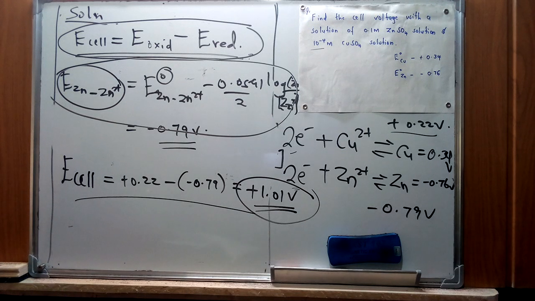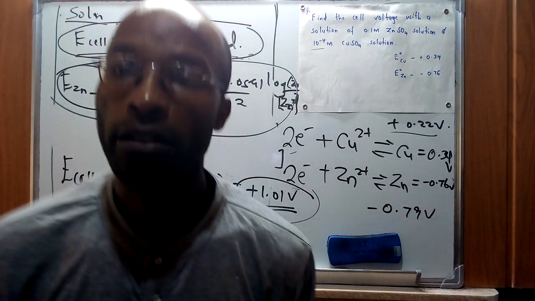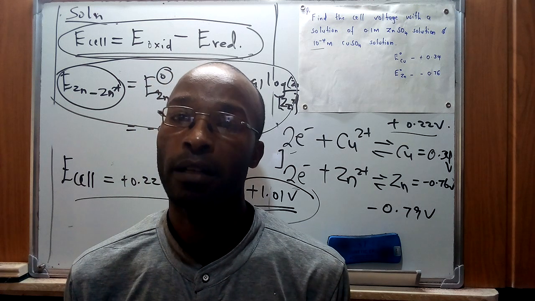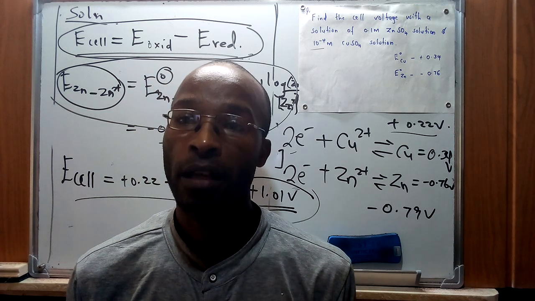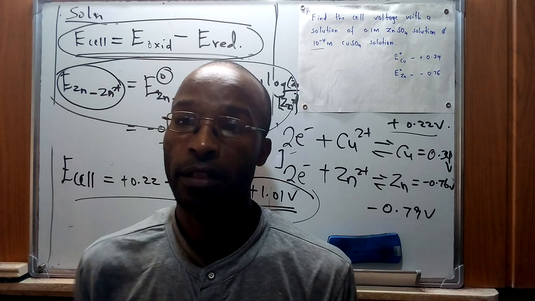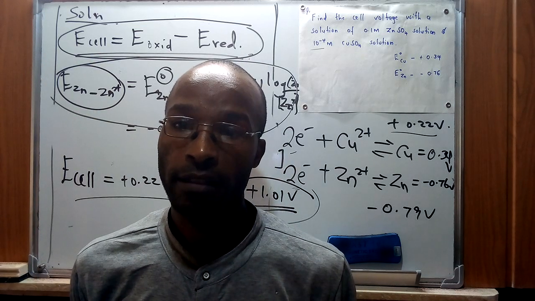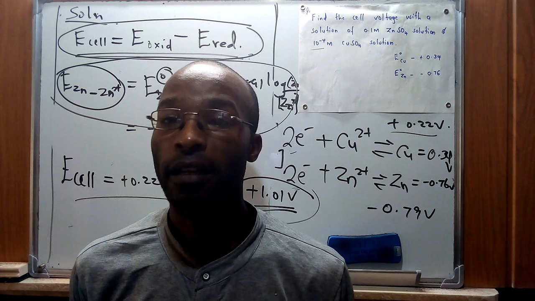Now, with that said and done, I hope that we have understood how we can represent these different forms of E cell equations using the Nernst equation and the general expression that we have listed on the board, which is, of course, E cell equals E oxidation minus E reduction.